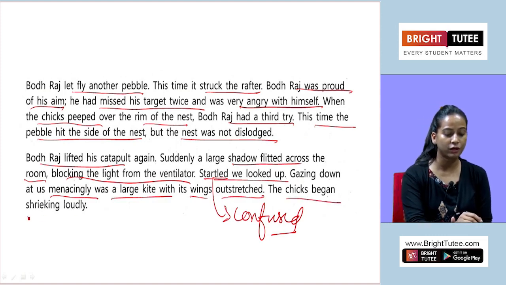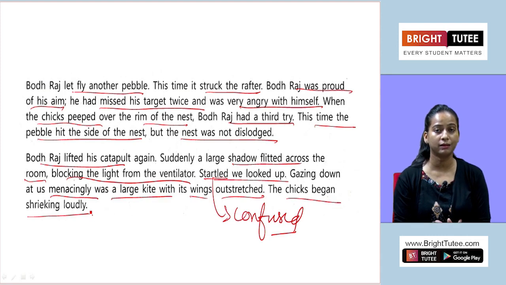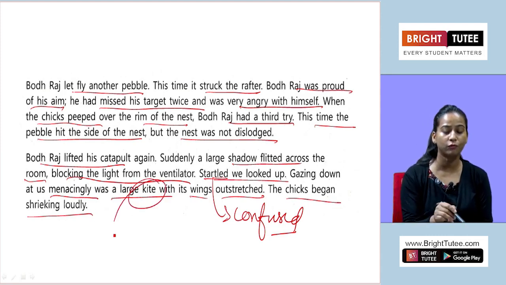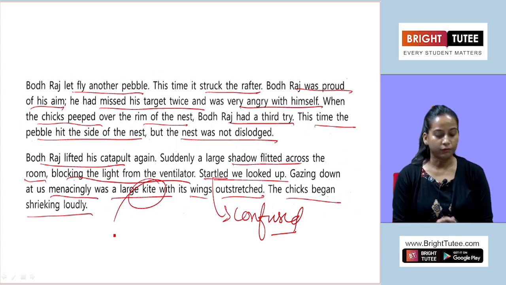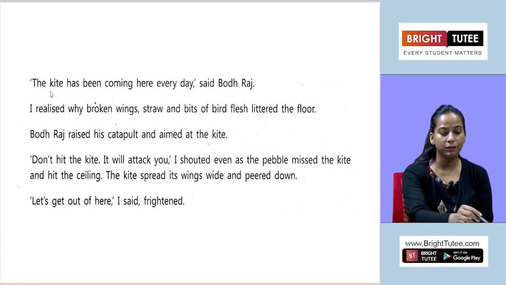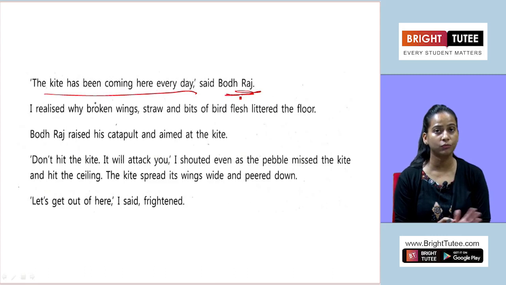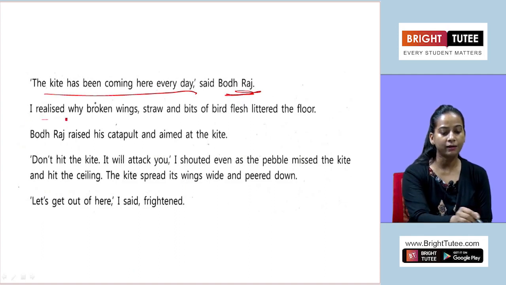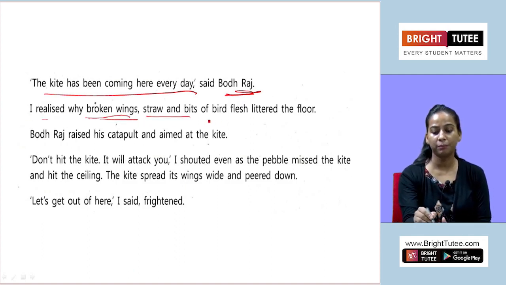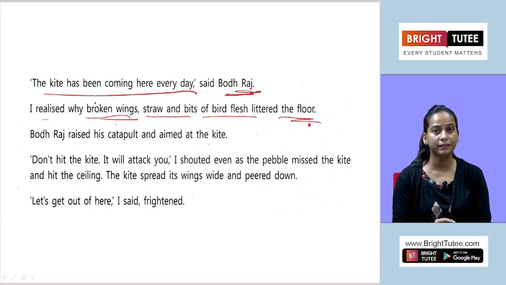The chicks began shrieking loudly, and the chicks present in the nest started shouting because of the presence of that kite. The kite has been coming here every day, said Bodhraj. Then Bodhraj realized that this is the kite that comes regularly, on a daily basis, here in the godown. I realized why broken wings, straw and bits of bird flesh littered the floor. Now the narrator realized the reality of this godown, why he used to find these wings, straws and other bird flesh on the floor.